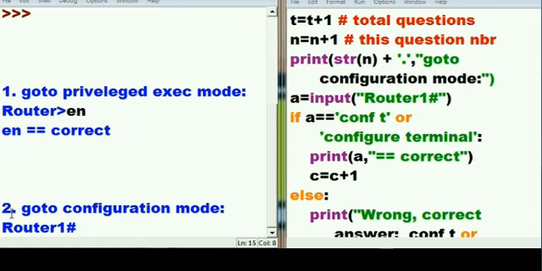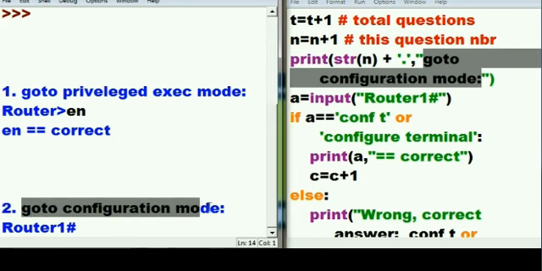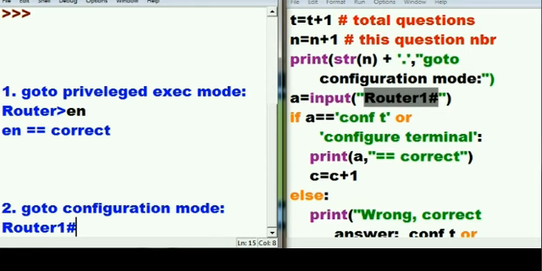Here it says question number 2, because I told it to print out the string of N, the question number, plus go to configuration mode. And there it is. Then I want to get input from the user, and I give them this prompt, router 1. So how do you go to configuration mode from the router 1 # prompt, the privileged exec mode prompt? I have to key in conf T.